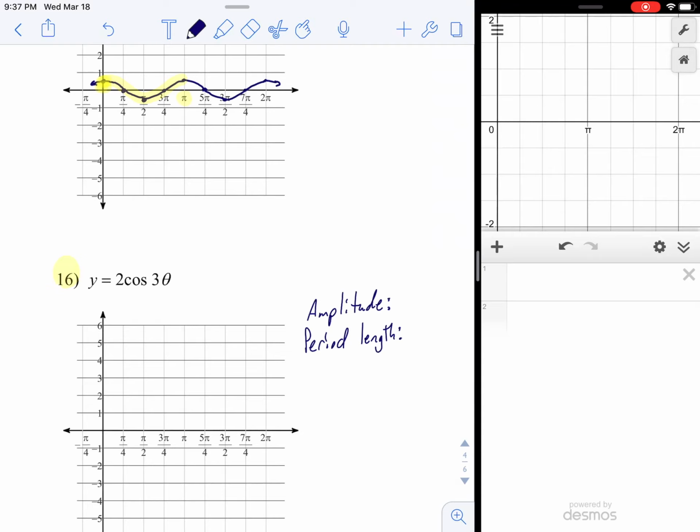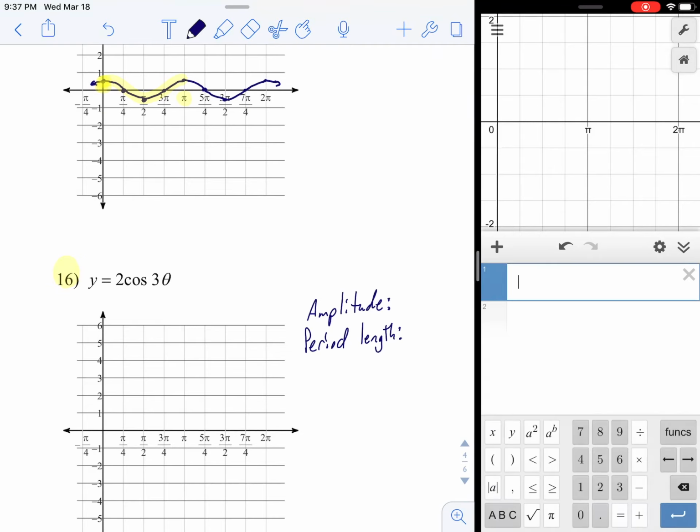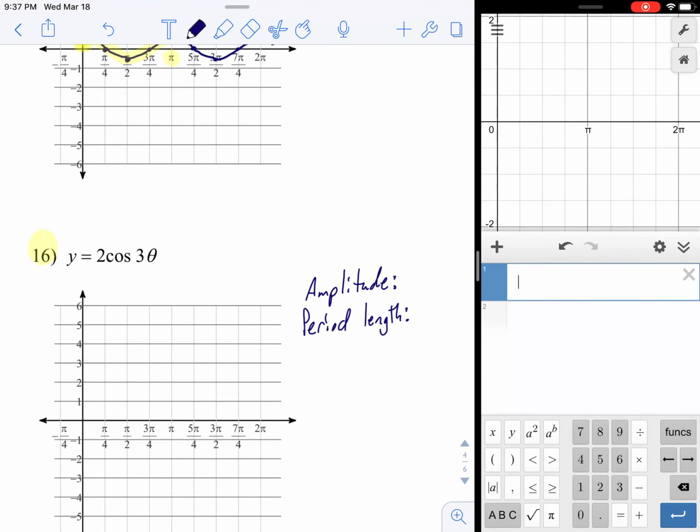Can you tell already the amplitude? That's the easy one. Hopefully you got that figured out. Can you tell the period length? Do you know what having a 3 there is going to do? Maybe, maybe not. All right, so let me type this in.